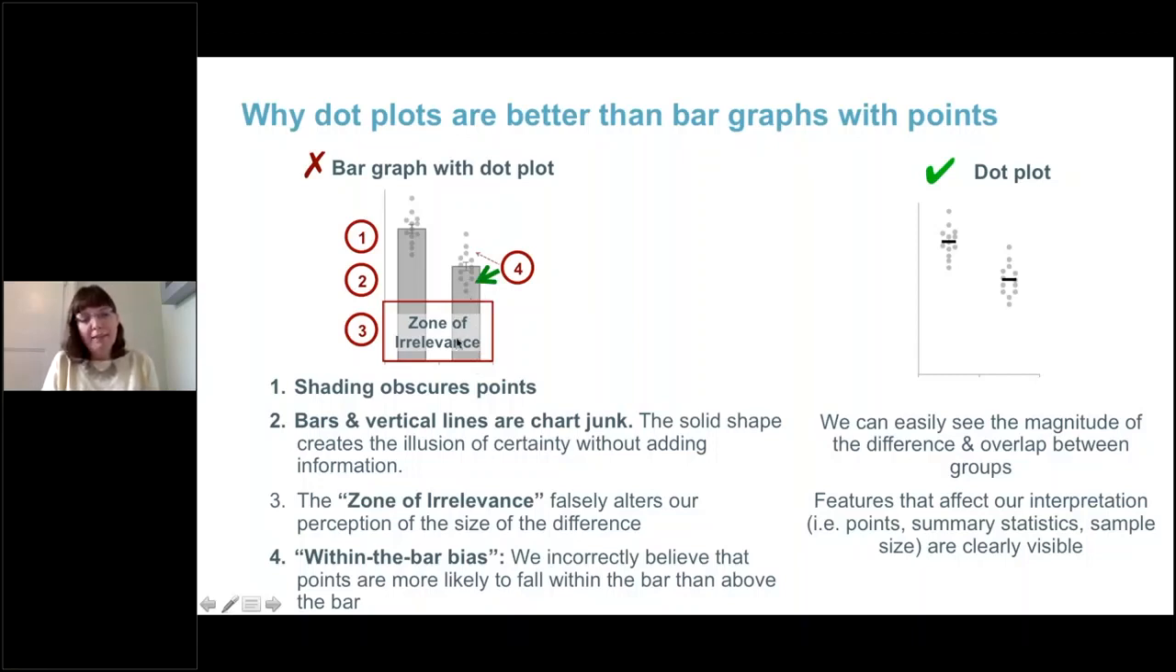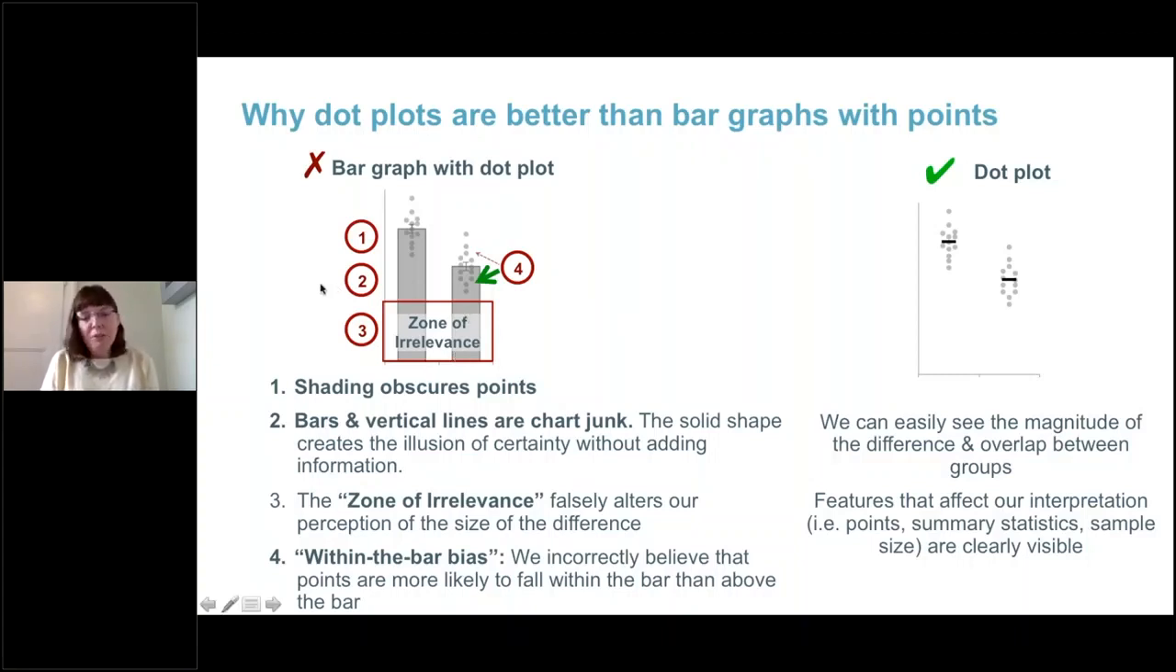The second is that the bars themselves and the vertical lines at the edges of the bar are actually chart junk. That solid shape of the bar creates the illusion of certainty without adding any information. So that bar looks just as solid whether I have 2 data points or 2,000 data points. And in reality, those are very different situations. I should be much more confident in the summary statistics when I have 2,000 data points than I should be when I have 2 data points.